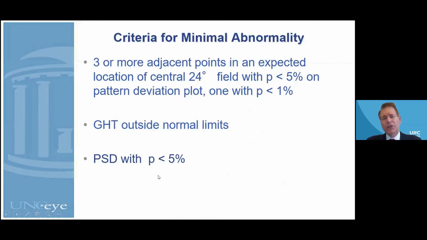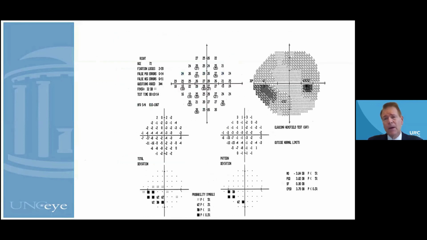The pattern standard deviation index with P less than 5% is the least sensitive of the three. And in my experience, when this becomes abnormal, at least one of the other two is almost always abnormal already, which is why I say it's less sensitive than them. But it's additive evidence because the PSD is an index that tells you how uneven the hill of vision is and flags localized defects. In this case, the p-value is less than 5%, but there's already an inferior arcuate defect breaking into the nasal step that would be flagged by our pointwise criteria, and the glaucoma hemifield test is outside normal limits.